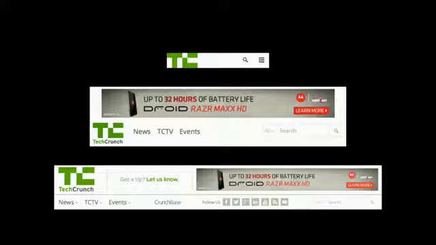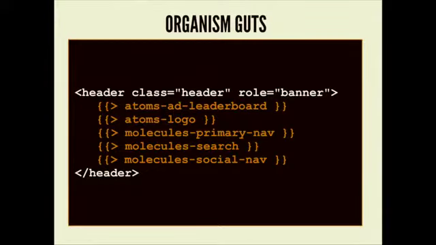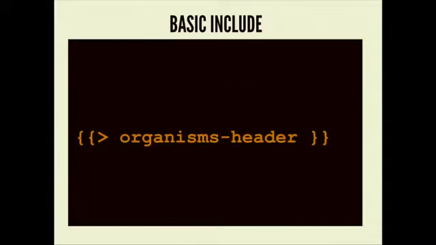Then whenever we build up to organisms, these more complex organisms, like a header of a website, this is another project I did for TechCrunch, which is a technology blog owned by AOL in the States. And you crack open the hood for this. Come on. There we go. So you see a header, and then I'm including the advertisement, the logo, the navigation, the search, the social navigation. And now I can include that little chunk of interface in other things, right?